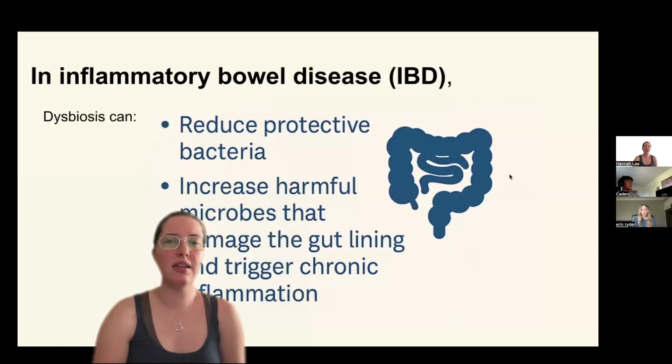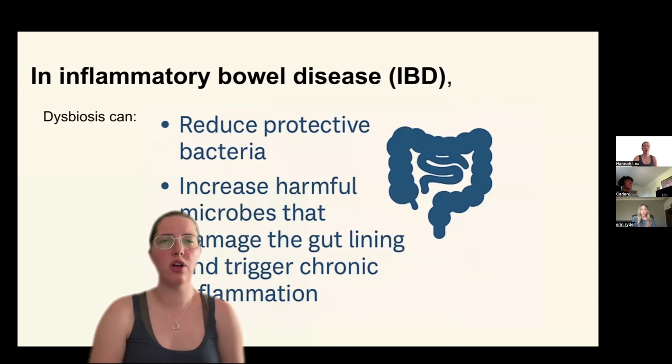And then in IBD, inflammatory bowel disease, which includes chronic conditions like Crohn's disease and ulcerative colitis, where the immune system mistakenly attacks the digestive tract. Recent research shows that gut dysbiosis, an imbalance in our gut, may play a key role in triggering or worsening this inflammation.